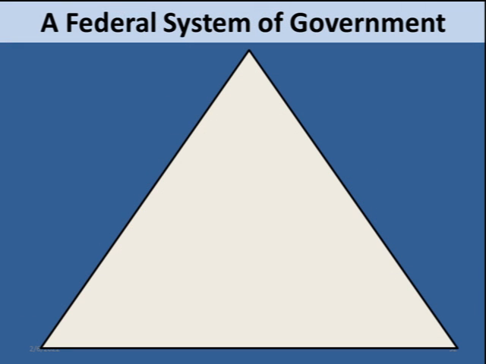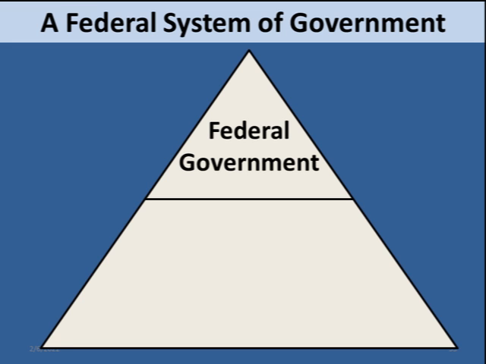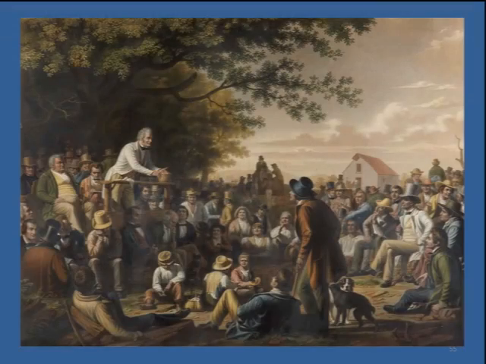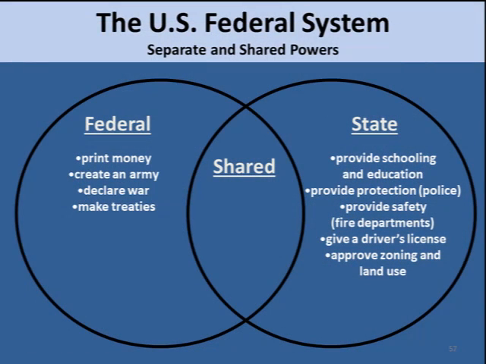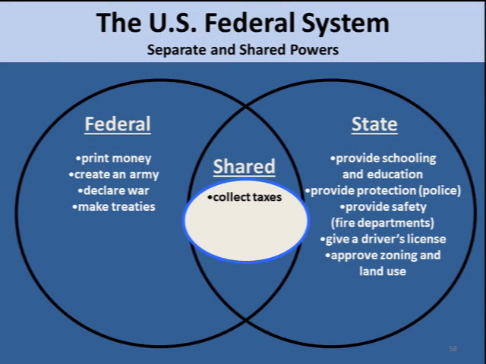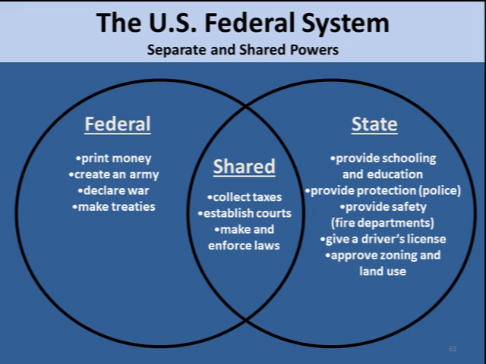To keep the national government from becoming too powerful, the Founding Fathers also created a federal system of government. The U.S. federal system has a central government at the top and separate state governments below. By creating a broader government, federalism encourages experimentation and keeps the government close to the people. Federal and state governments share some powers, such as collecting taxes, establishing courts, and making and enforcing laws. Other powers, though, belong to only the federal government or to the state governments.